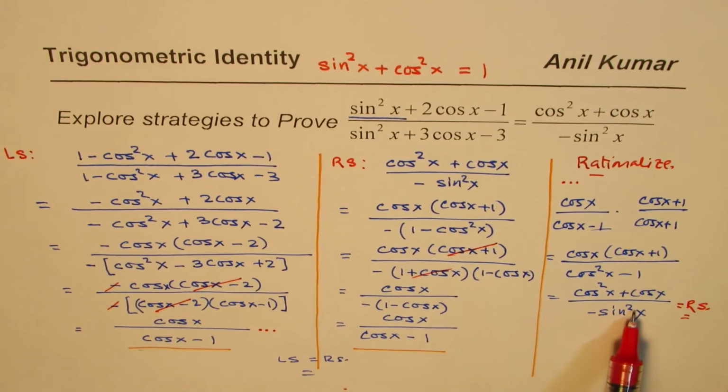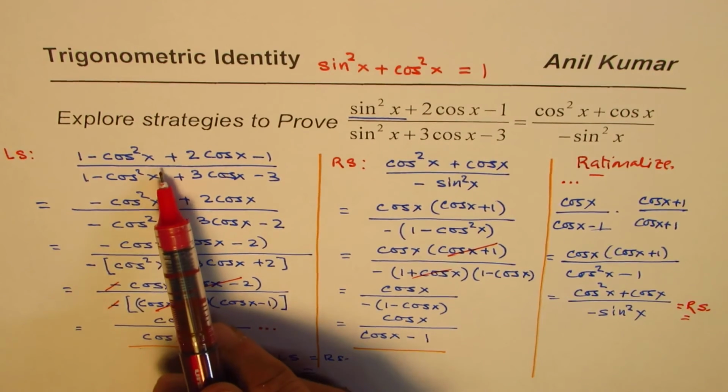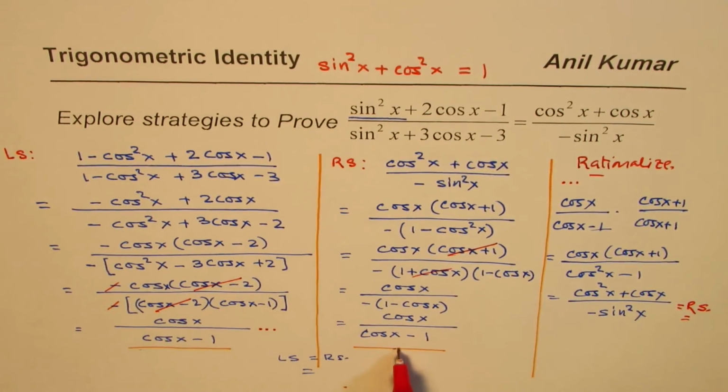So either you do this, or you can start from the left side and the right side, arrive at a common point, and say both are equal, and therefore we have proven this particular identity.